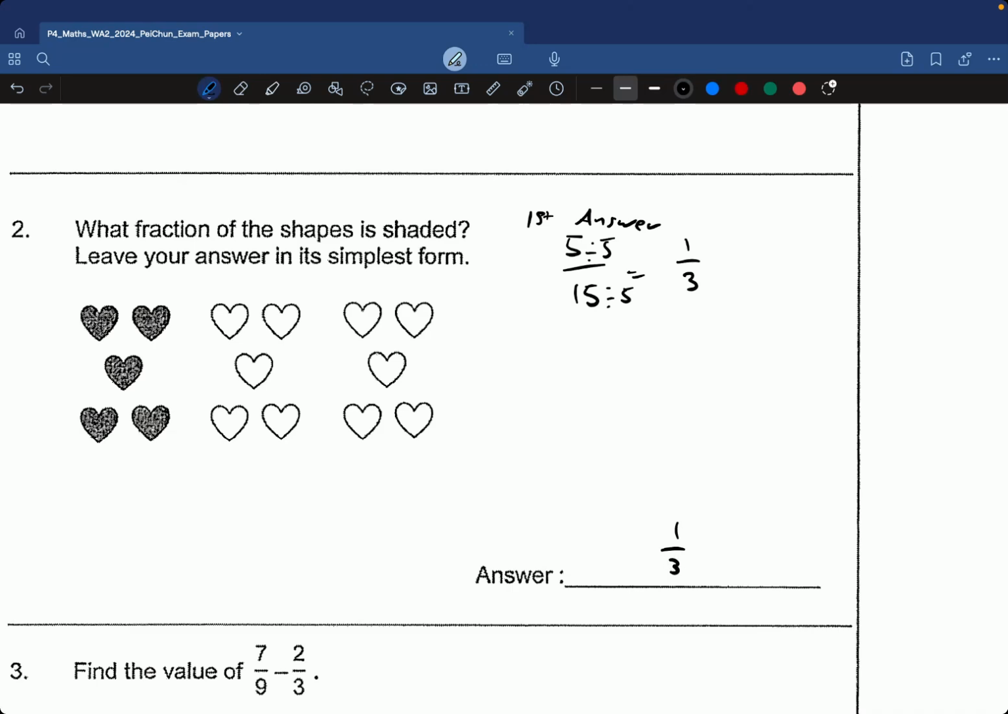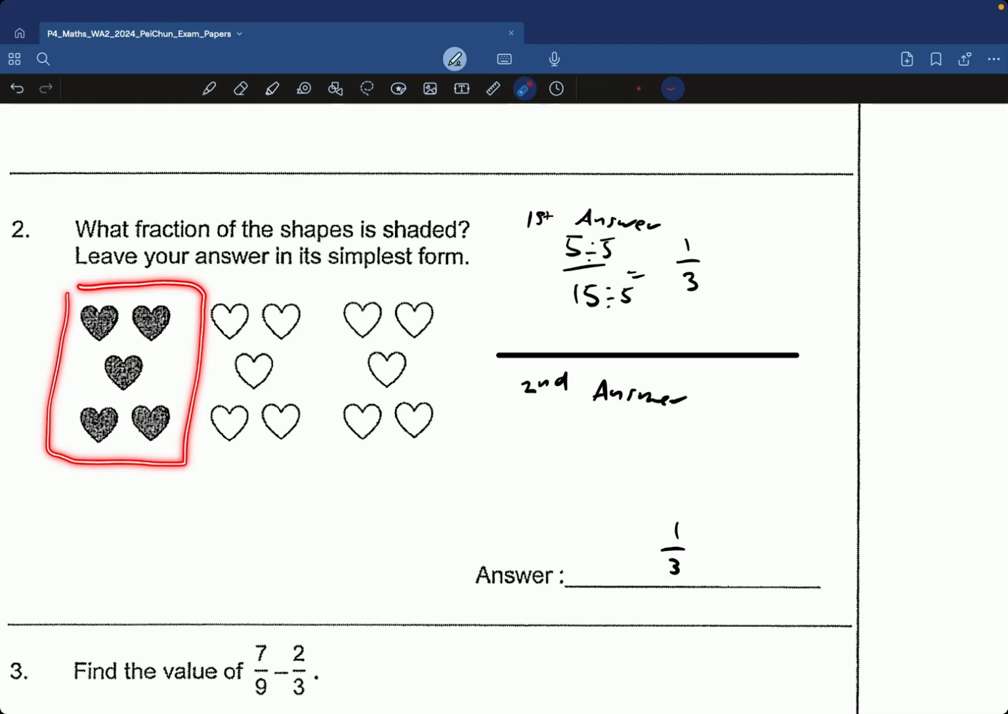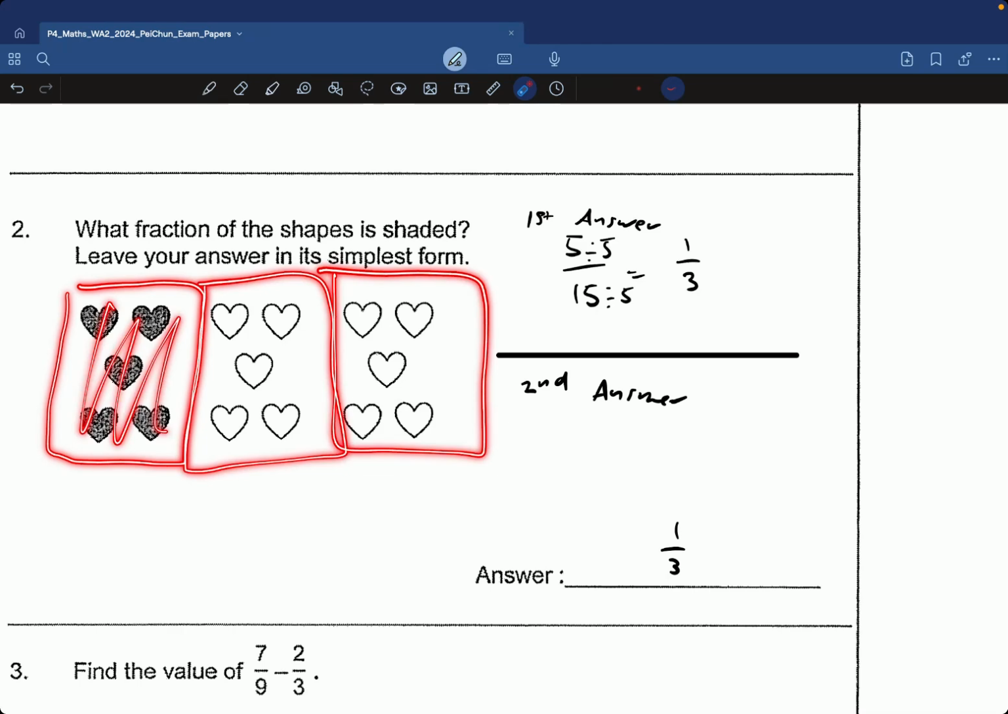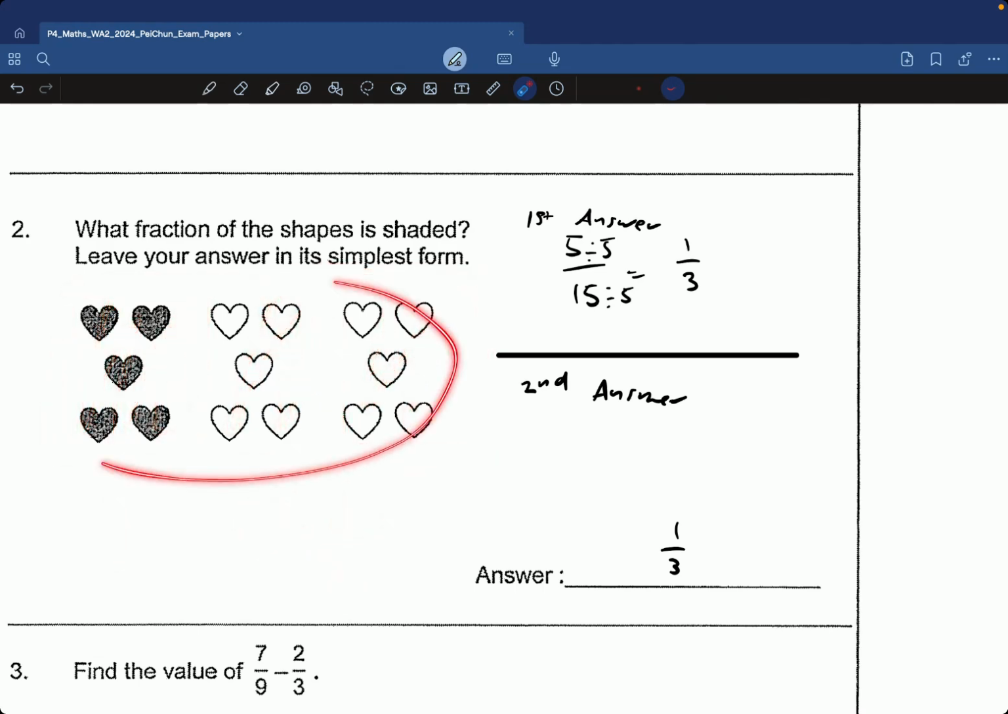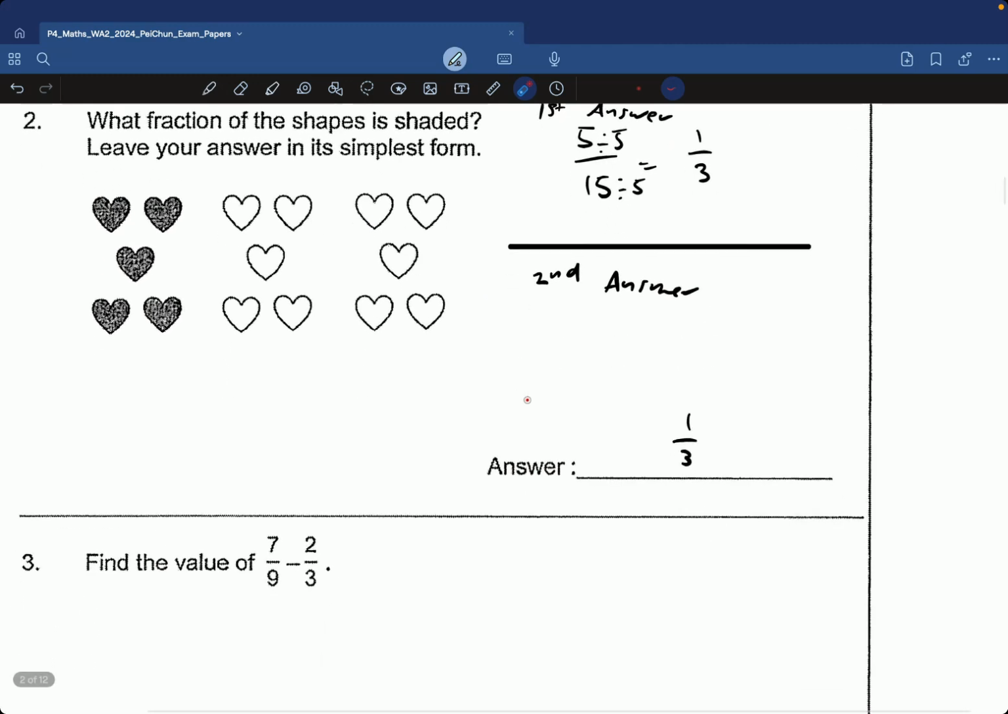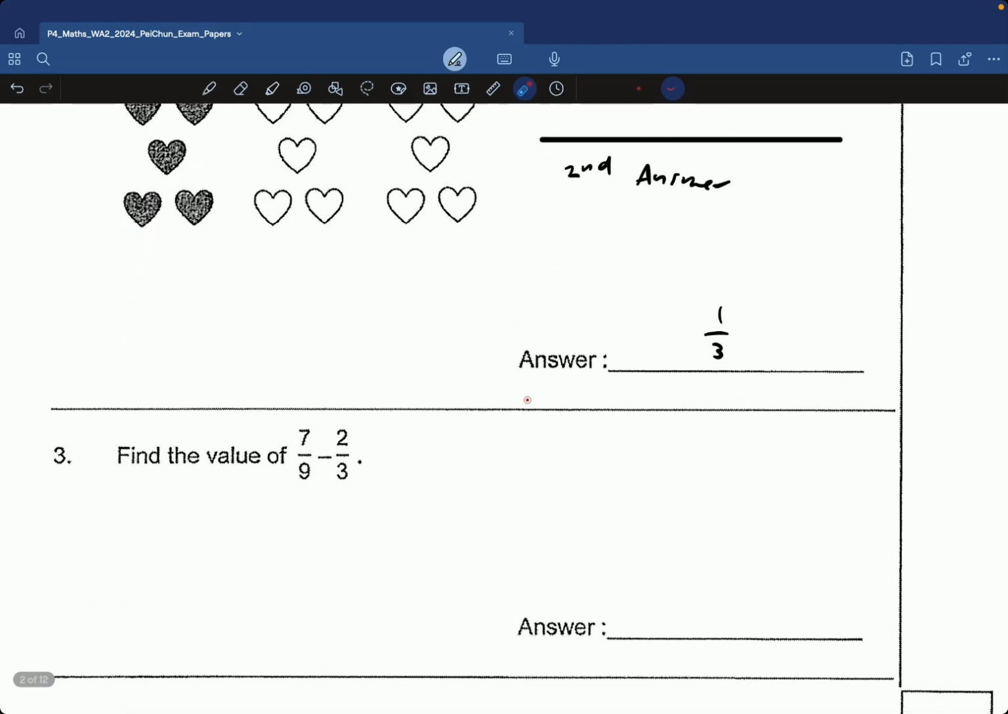Another way is that you can simply see them as groups. You have one group, two groups, and three groups. And this is 5, this is 5, this is 5. So essentially you just put 1 out of 3, which is 1 over 3. That is a faster way to do it. But make sure that you count them as well, so that your answer is exactly what you have written down. Okay, let's move on to question 3.